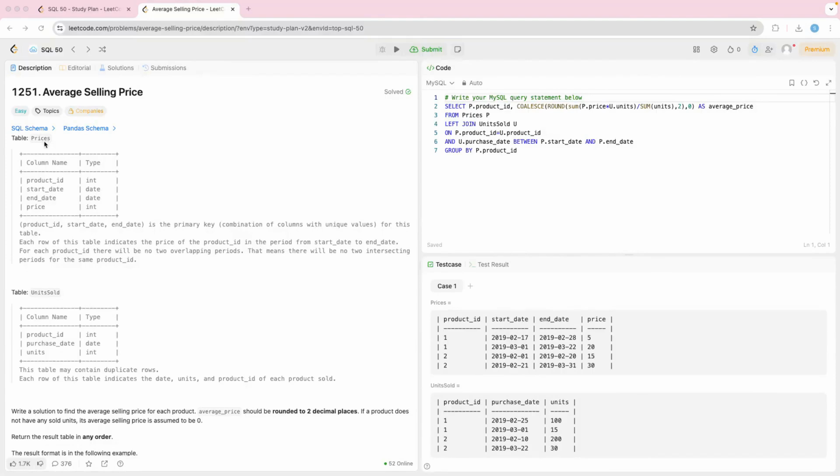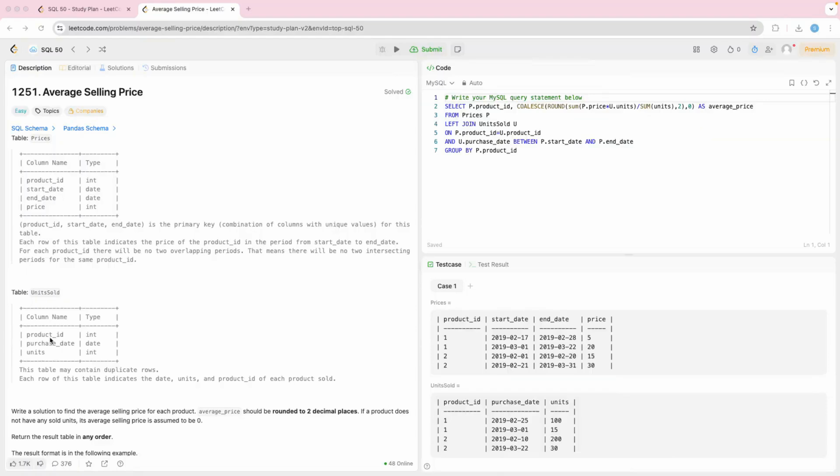In the Prices table we have these four columns: product ID, start date, end date and price. Each row tells what the price was for a particular product between the given start date and end date. And there is another table, UnitsSold.